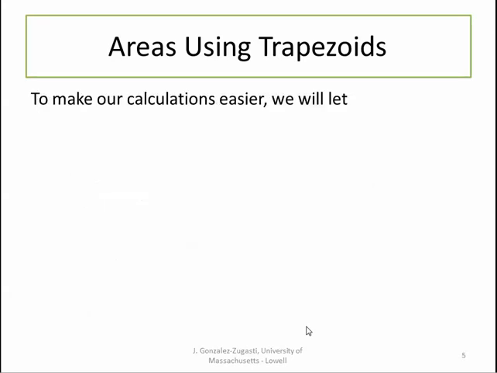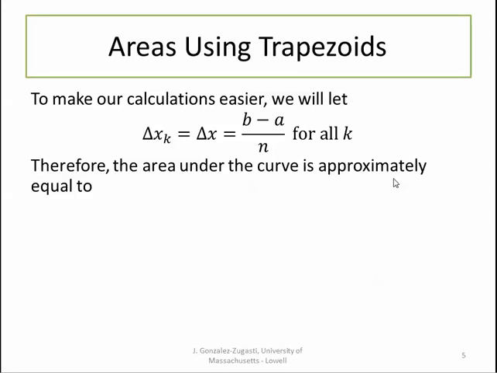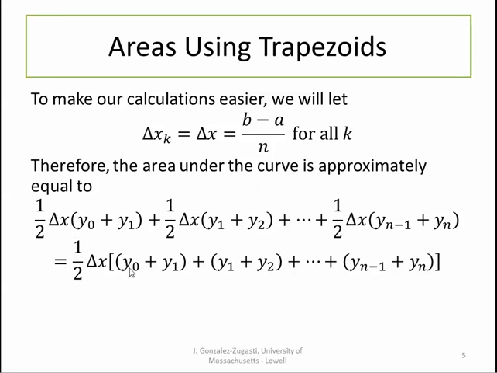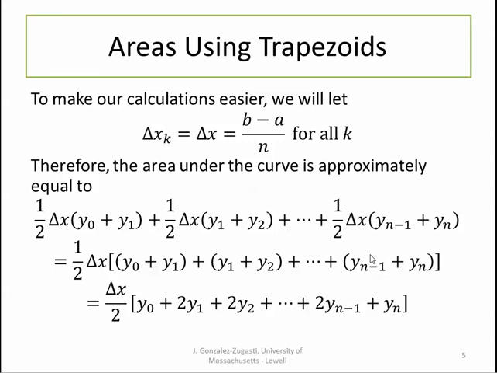To make our calculations easier, instead of talking about intervals of varying width, we're going to assume they're all the same width. We'll call it delta x, which is b minus a over n. Now we can say that the area under the curve is approximately the sum of all the areas of those trapezoids. If we reorganize that and pull out the 1/2 delta x, it's equal to this. When you look at this sum, it goes y naught, and then I have 2 y1s, then 2 y2s, and so forth until I have 2 y sub n minus 1s, and I'll be left with only 1 y sub n at the end.